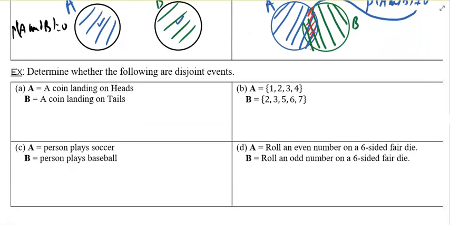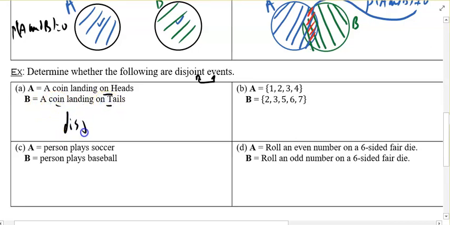And here we are. Determine whether the following are disjoint. Disjoint means events that cannot happen at the same time. So, a coin lands on heads, a coin lands on tails. Well, those are disjoint. Why is that? There's no way you could flip a coin and it could land on both heads and tails.